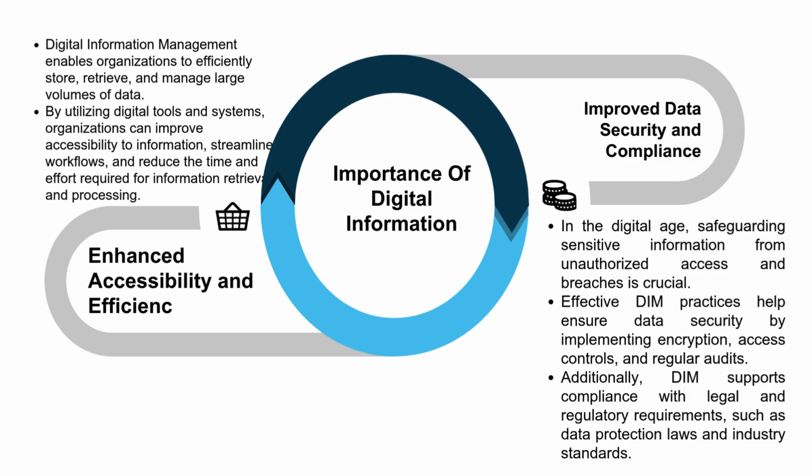Effective digital information management practices help ensure data security by using methods such as encryption, access controls, and regular system audits. For example, only authorized users are allowed to access certain files, and data is protected using passwords or secure systems. Digital information management also supports compliance with legal and regulatory requirements, such as data protection laws and industry standards. This helps organizations avoid legal problems and maintain trust with users.